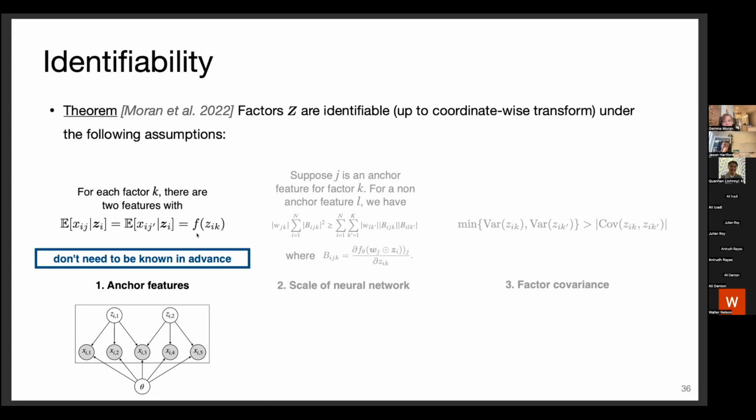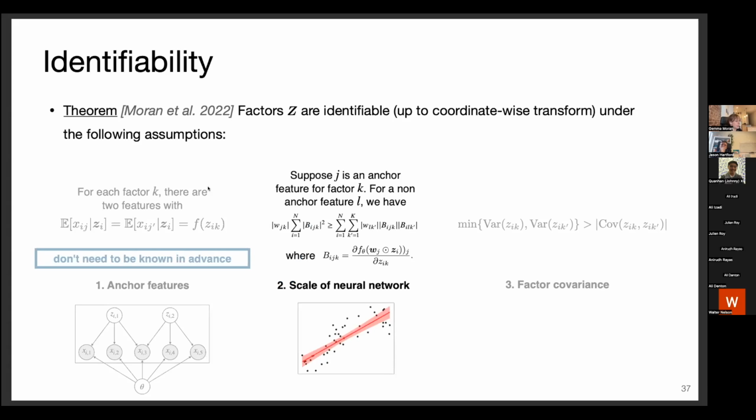Exactly, and we're allowing different mappings. There's also additive noise, so it's just on the mean. They share the same mean, but they're different realizations added to noise. Yeah, exactly. Great. And as I've said, the anchor features don't need to be known in advance.